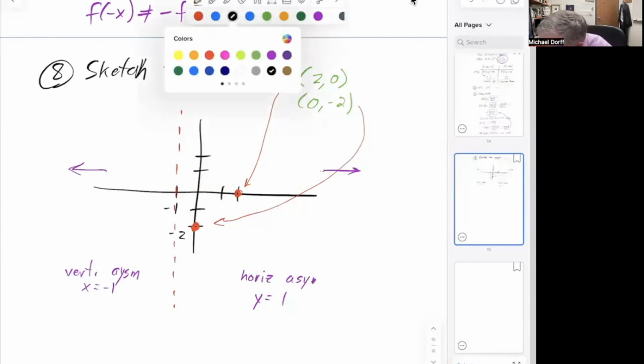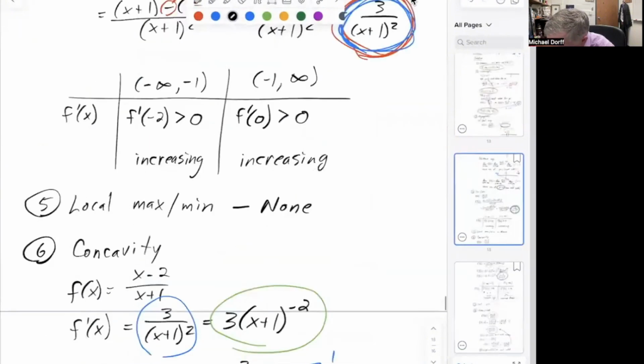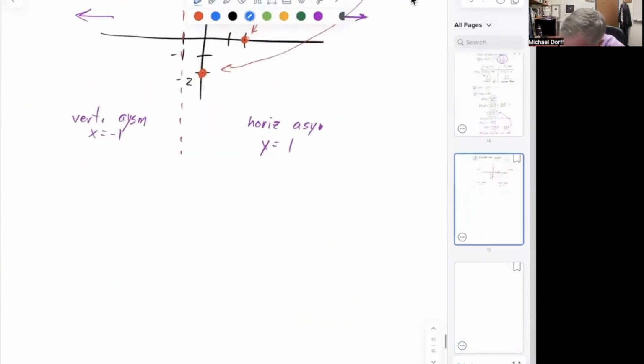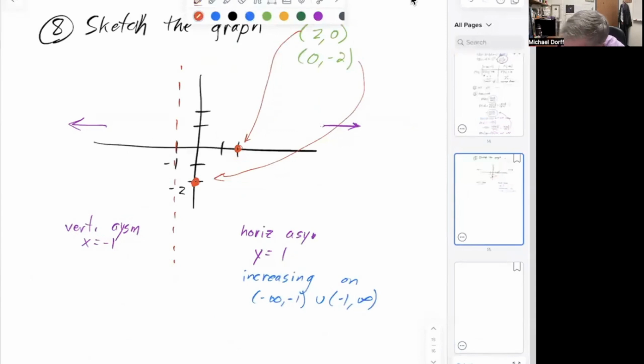Then let's see, what did we have next? We had increasing and decreasing. So we saw that it was increasing. Let me draw this in a different color. Increasing on both of these intervals, from -infinity to -1 and -1 to infinity. With the horizontal asymptote, I'm going to draw in a dotted line here. And here's my horizontal line. You can cross the horizontal line, but it just means as it goes further on, that's what's going to happen.